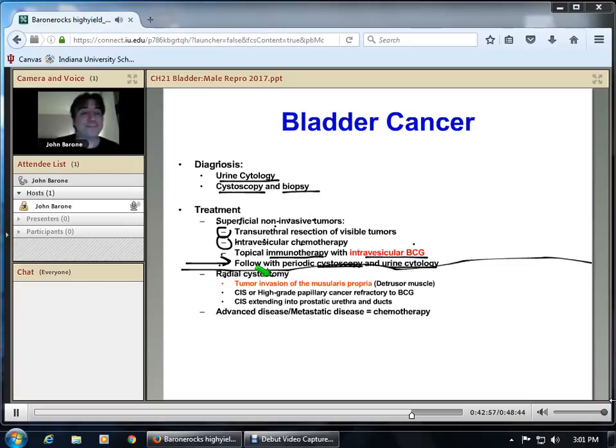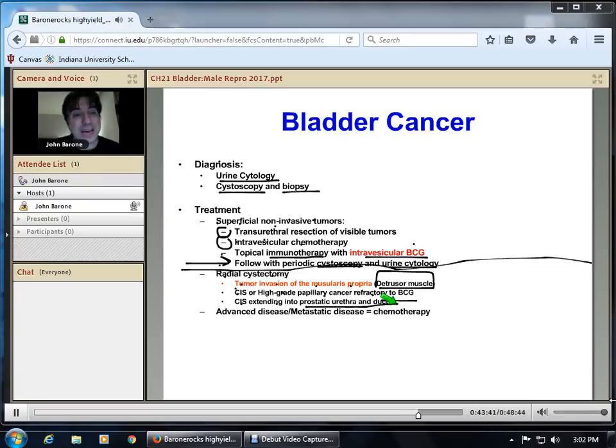Once it invades the muscle, now you have to do a radical cystectomy. Yeah, so that's done for three reasons, but the big one is tumor invasion of muscularis propria, the detrusor. So I made a big deal about localizing and knowing what it's about. Now you also have to do it if there's carcinoma in situ or high-grade papillary cancers that do not respond to local therapy. If the BCG doesn't work, I can't resect. Well, then you have to resect the bladder if the local therapy fails. Now you're also going to have to do cystectomy if the carcinoma in situ extends into the prostatic urethra and glands, because the chemo is not going to get into the prostate and glands.